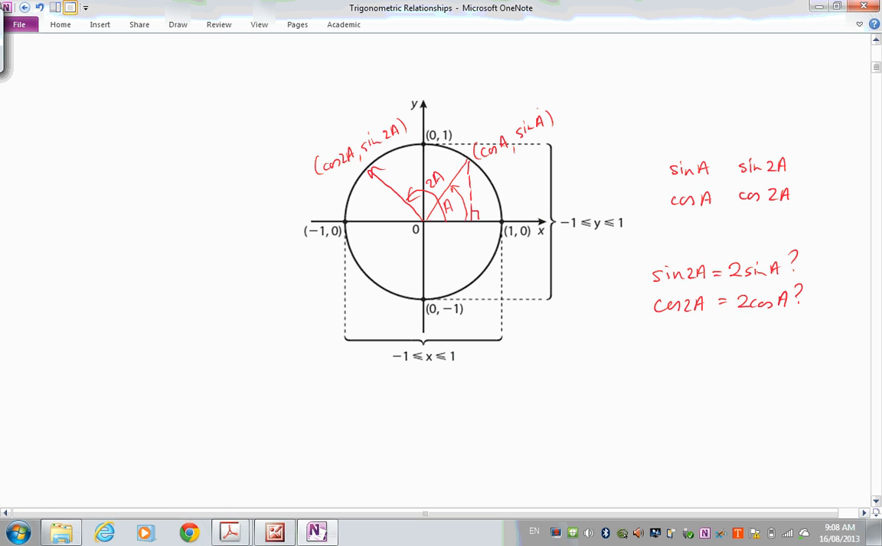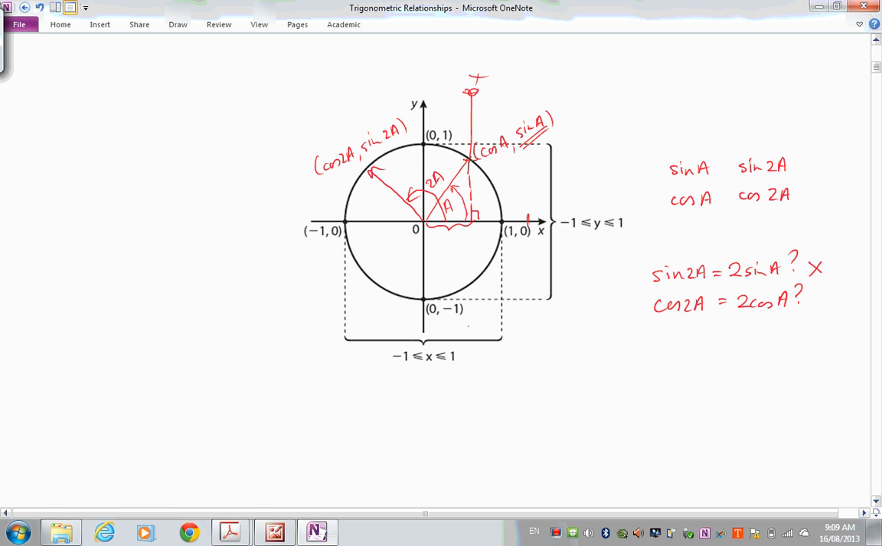Can you see that we can't double the sine? The sine is a y value. If you doubled this, you'd go past 1. That doesn't make sense. Doubling this would be up here somewhere. So it certainly isn't like that. The sine of 2A is not just 2 sine A. You see, for the same reason, the cos is this. If we doubled it, it'd be out here.